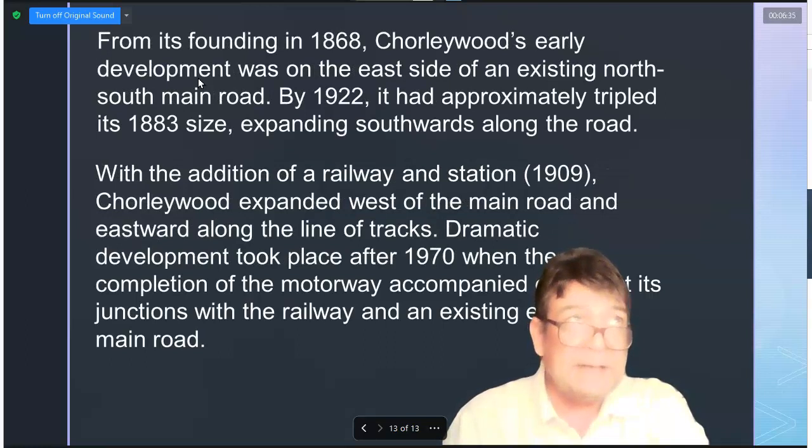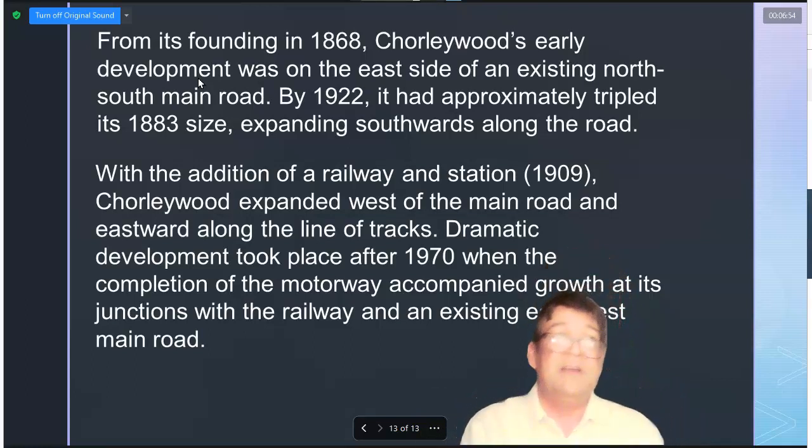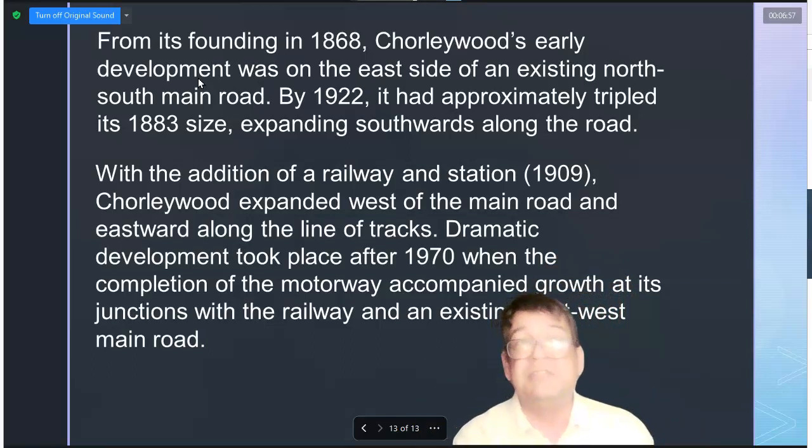From its founding in 1868, Chorleywood's early development was on the east side of an existing north-south main road, main artery. By 1922, it had, past perfect tense, good, had approximately tripled its 1883 size. Why do I include this? Because just as in a table, on all the other ones, the instructions are the same. You must make comparisons where relevant. And here we have compared the initial size with its size by 1922.